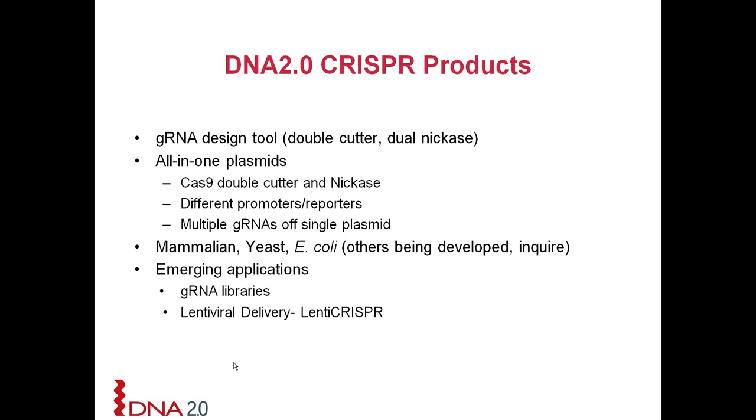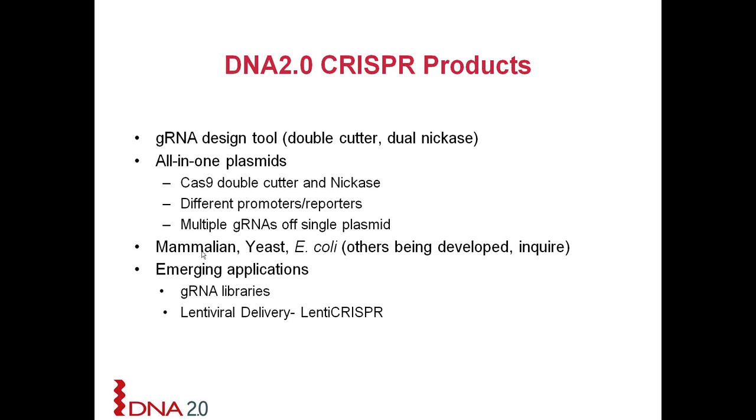So this is just a conclusion slide. Basically, I described our guide RNA tool. It works both with a double cutter and nickase. We have all-in-one plasmids using Cas9 wild type and nickase with different promoters and different reporters like GFP and RFP, which can work together. We also offer the ability to express multiple guide RNAs off a single plasmid.